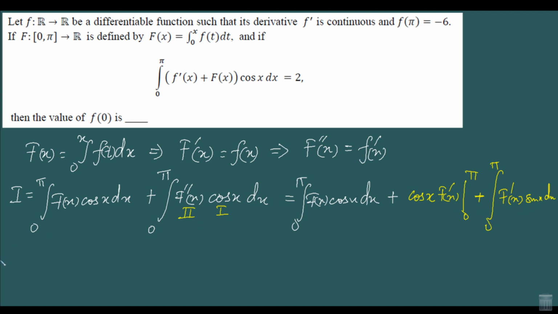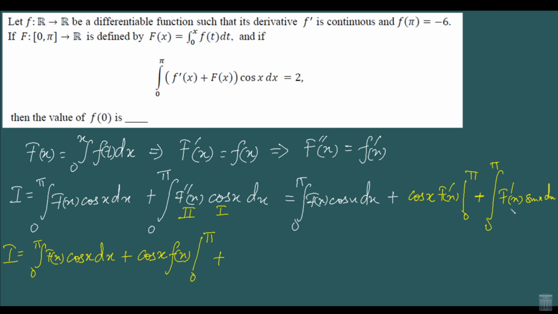Moving ahead, the same I can be written as the integral from 0 to pi, the first part still intact, f of x cos x dx, plus, now what is f dash x? f dash x is essentially your f of x, so I'll make it cos x f of x from 0 to pi, plus we will still have to deal with this.